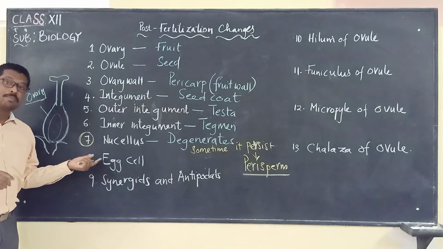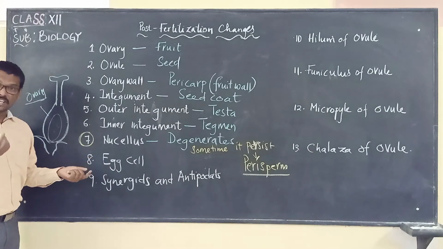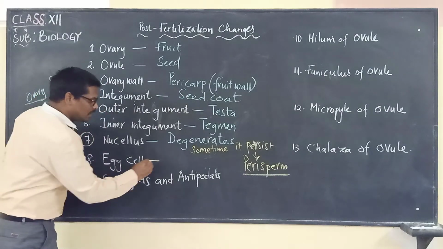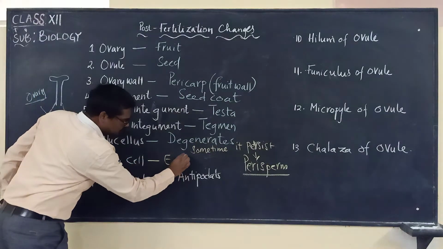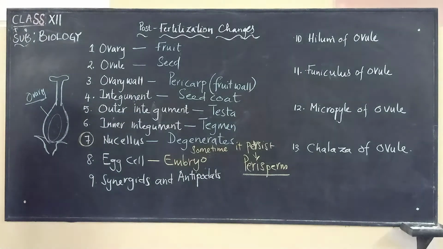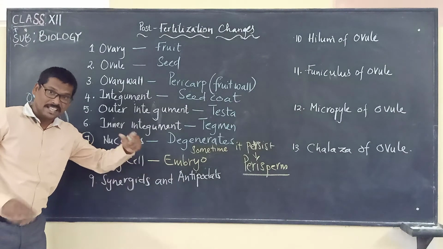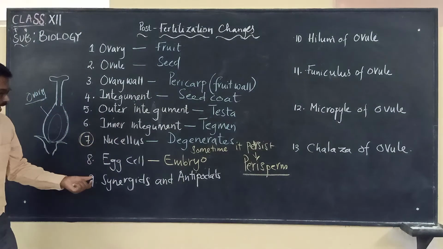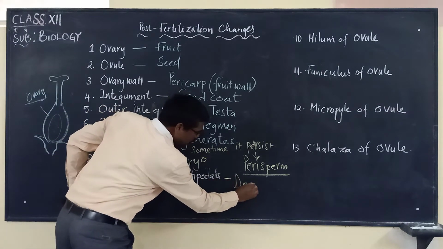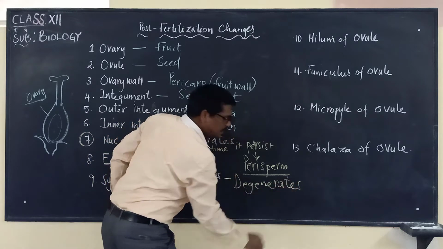And now, what happens to this egg cell when it is fertilized? It is changing into zygote, and zygote develops into what now? It develops into embryo. And whereas the synergids and antipodal cells that are there now in the embryo sac, these synergids and antipodal cells will also get what? Degenerated. They also will get degenerated.